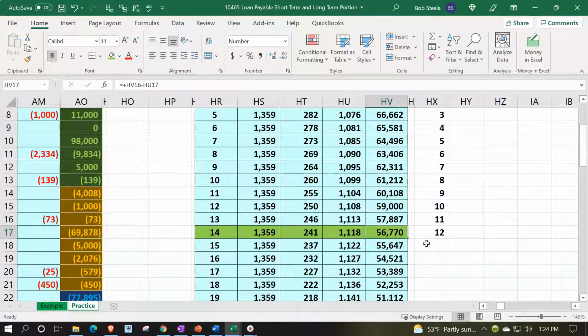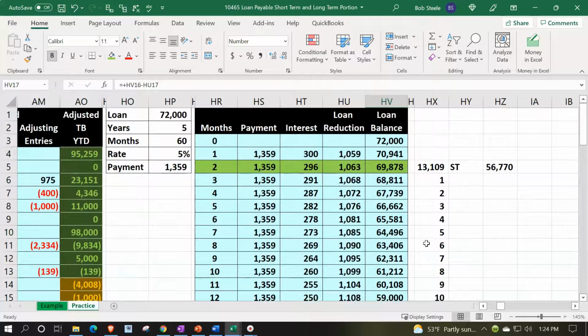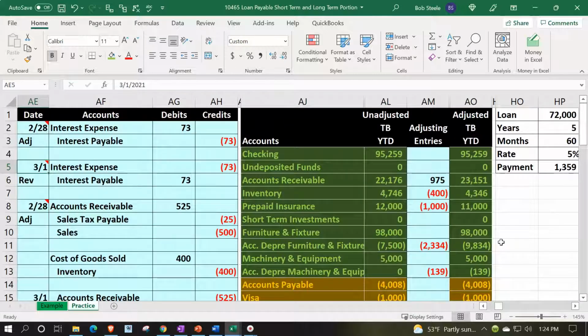So that's what we need to break out. We need to break out the short-term and the long-term portion. We put everything into one account, which is basically in the short-term account. So we got to break out the 56,770 to the long term, which will make the short term be at the 13,109. Let's see what that would then look like over here.